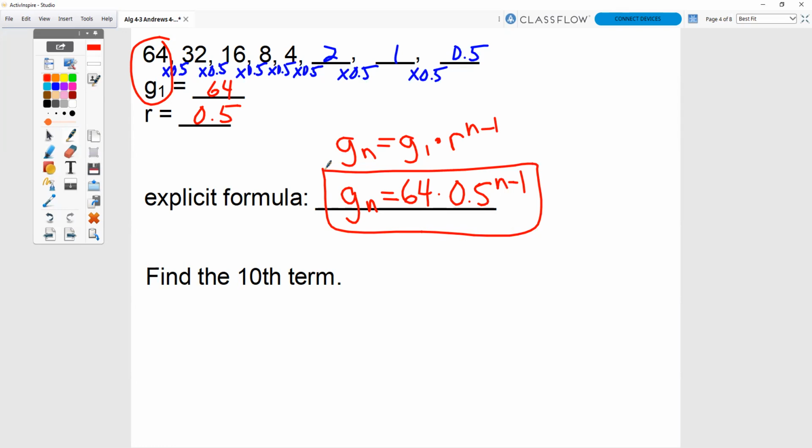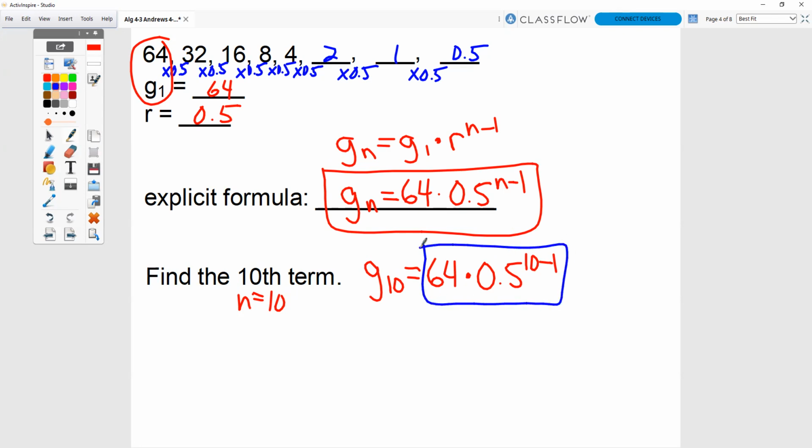If you wanted the 1000th term, it would be G sub 1000. In this case, we want the 10th term. So n equals 10. G sub 10 equals 64 times 0.5 to the 10 minus 1 power. Again, if you wanted to do to the 9th power instead, when you type it into your calculator, that is perfectly fine. You get that G sub 10 is 0.125.